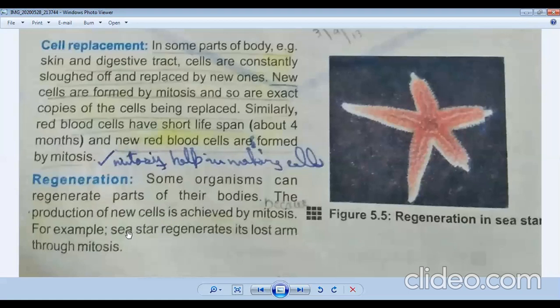For example, the sea star regenerates its lost arm through mitosis. This is a very interesting example. You can also see the diagram of the sea star in the book. If a sea star loses its arm in the sea, it can regenerate it because mitosis is happening in its body, so it can regrow that part again. So regeneration is also an important part of mitosis.